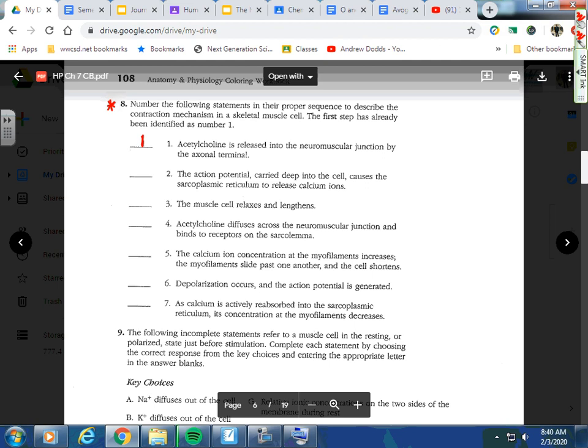Then the next step is actually going to be number 4. So we'll put a 2 by that. So acetylcholine diffuses across the neuromuscular junction and binds to receptors on the sarcolemma. Okay. The third step is actually going to be number 6. Depolarization occurs, the action potential is generated. This is sending the signal through the muscle. Step 4 is going to be up at number 2. The action potential carried deep into the cell causes the sarcoplasmic reticulum to release calcium ions.